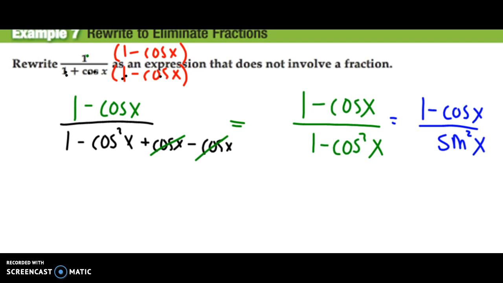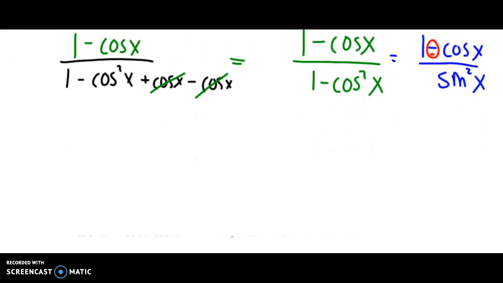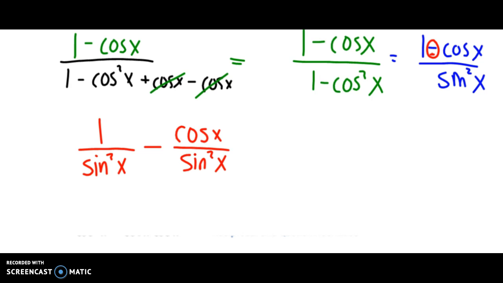So what I like to do if I feel like I'm stuck is I just break them apart. So see this minus sign right here? The minus sign right here means that I can break it up into two different fractions. So I'm going to rewrite it. So it's really 1 over sine squared of x minus cosine of x over sine squared of x.